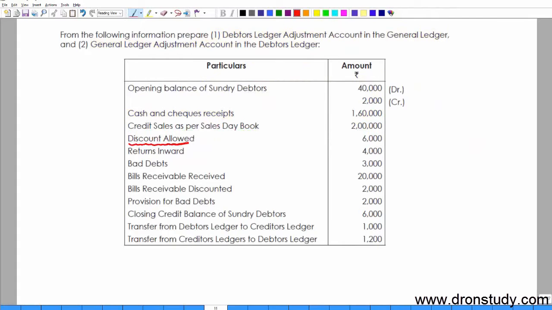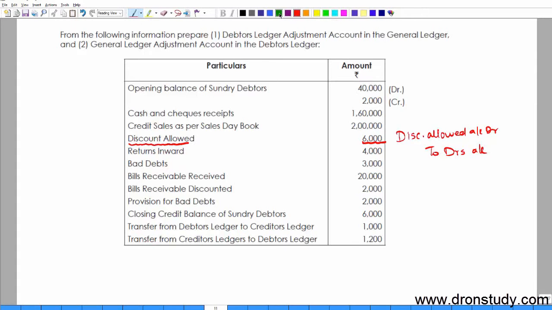Third entry is discount allowed 6,000. So what is going to be the accounting entry? When discount is allowed, what will happen? The debtor value will come down and new expense has to be booked. Entry will be discount allowed account debit to debtors account. So this is the normal entry.